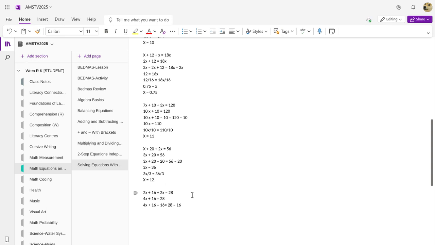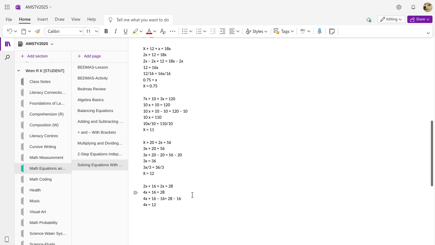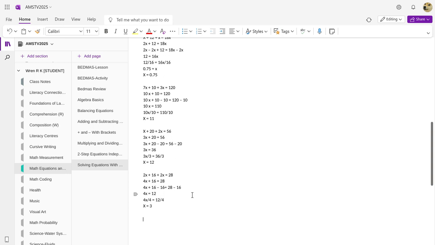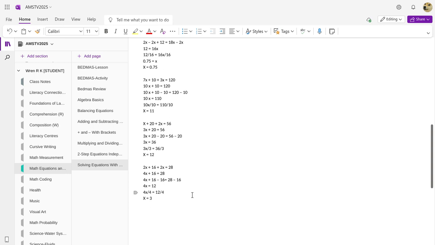What am I left with on the left? 4x. 4x equals 12. What do I do now? You divide by 4. What can I cross out? The 4s. What am I left with on the left? Well, I'm about to do x equals 3.